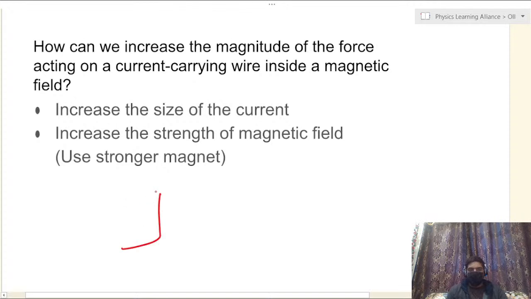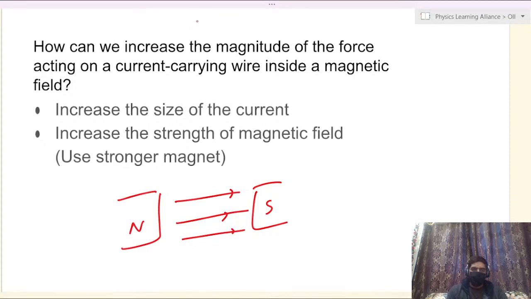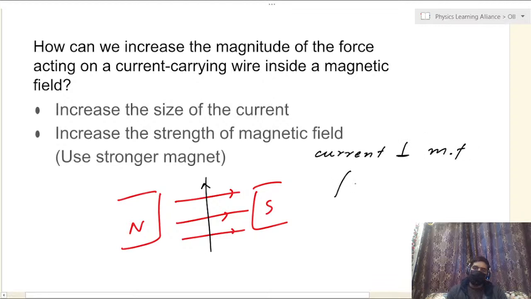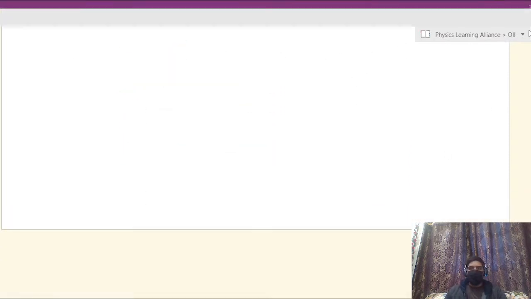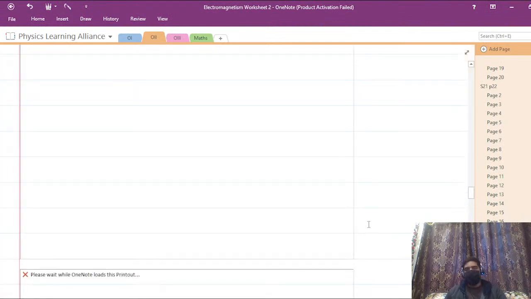What does that mean? Let's say this is the North Pole, this is the South Pole, magnetic field lines go in this direction, and you place the conductor in this way, and the current is going upward. In that case the direction of current is perpendicular to the direction of magnetic field. In that case force would be maximum. Now let's move on to the questions, the main part of it.